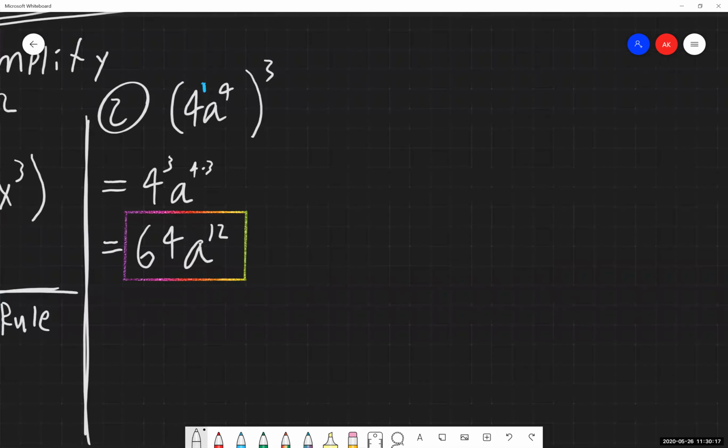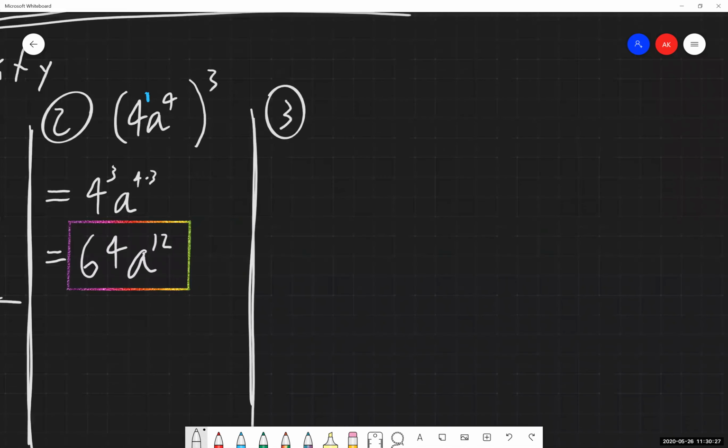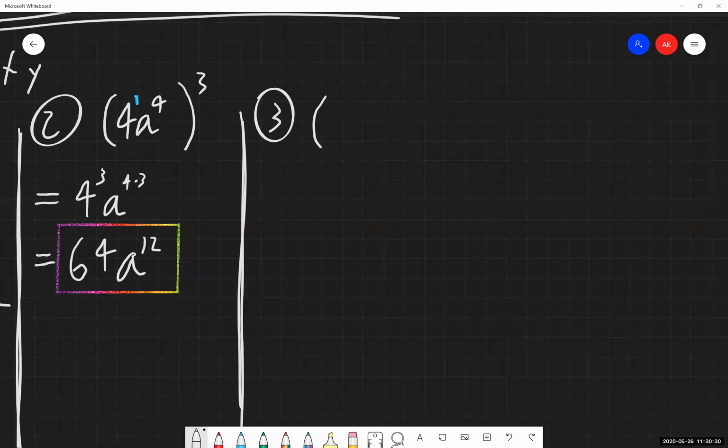And we'll take a look at one more here before we move on. I want to make sure we have a good number of examples under our belt. So number 3 has us working with (-3a squared b) all raised to the third power.